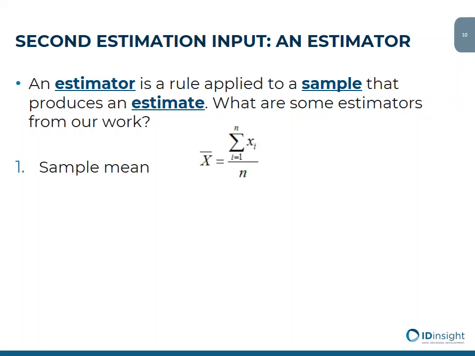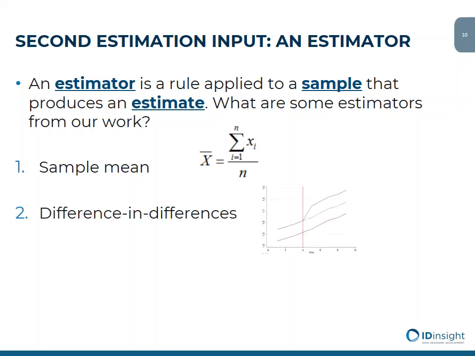There's the sample mean. For instance, if we want to estimate student performance on a test, we could randomly sample some students from the population and calculate the average score. There's the difference in differences estimator. So say we want to estimate the effect of an education intervention, we could collect baseline and endline test scores on treatment and comparison students and then calculate the differential change.